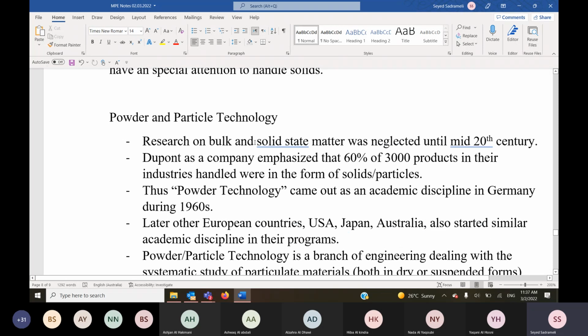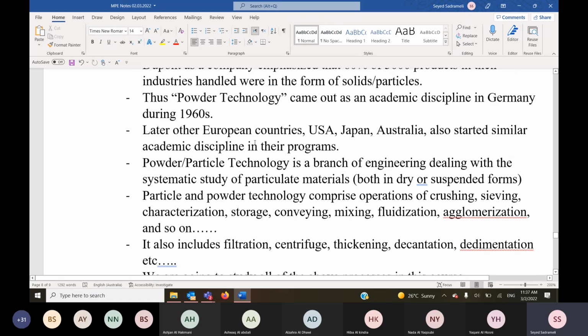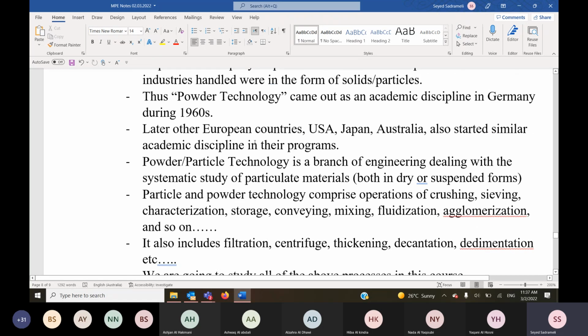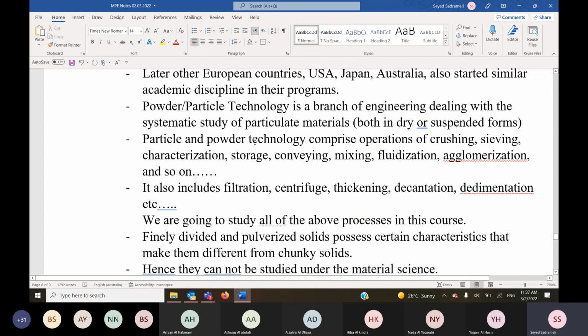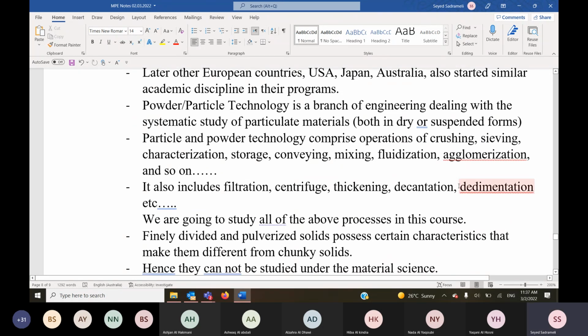Powder and particle technologies are the research on bulk and solid-state matter. It was not known until the mid-20th century, and the first powder technology came out as an academic discipline in Germany in 1960, and then other countries followed this in colloquia. This is sedimentation, agglomeration.